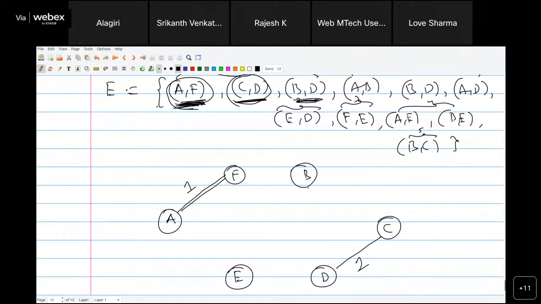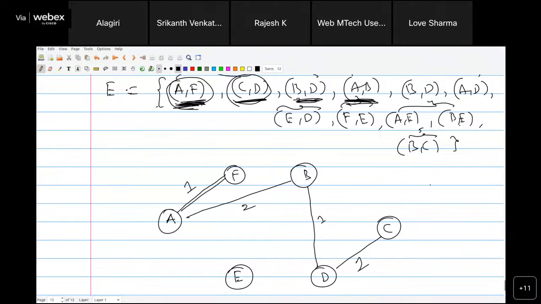Next he will move to BD. So he will try to add BD. If it creates a cycle, he will exclude BD. If it doesn't create a cycle, he will add that edge. He will add that edge, and the edge weight is 1. And next he will move to AB. So if I add AB, it is not creating any cycle. So he will add that edge. So this edge is also added.